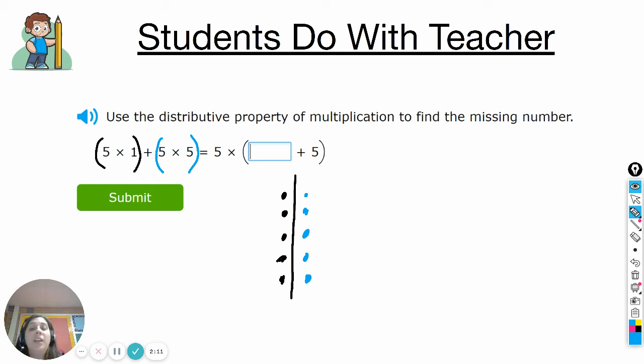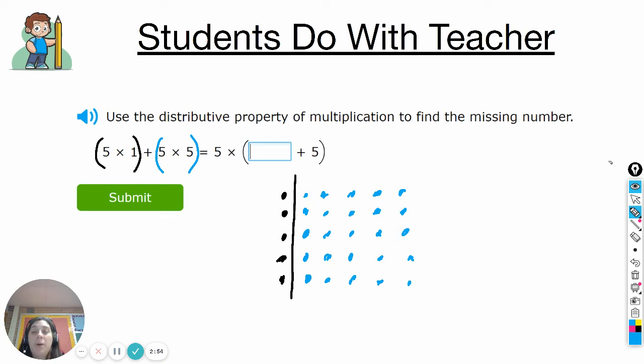Now I need 5 in each row. The first one that I already drew counts as 1, so I count 1, 2, 3, 4, 5 in each row. So I have 5 rows, and each row has 5 in it. Okay?